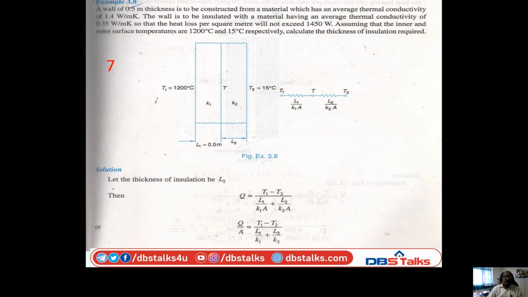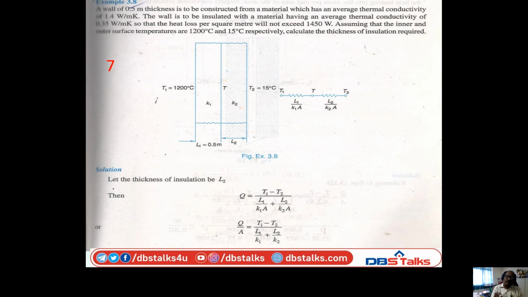Calculate the thickness of the insulation material. First you read the problem and note down the data. For such kinds of problems, you should draw a rough diagram. Then only you can understand the problem. Without a diagram, you cannot understand the problem.